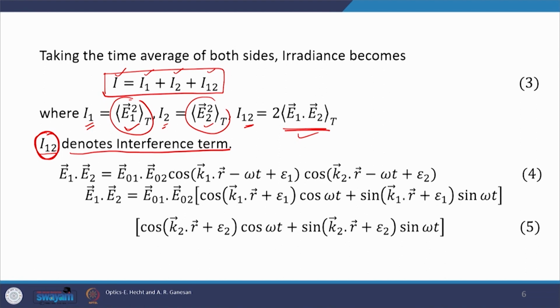Okay. To calculate the expression for I12, let us first calculate the dot product between vector E1 and vector E2. We just substituted the expressions for E1 and E2 here and then we got this big expression. And here again the cosine function is expanded using the formula for cos(A plus B), and after this expansion we get expression 5.